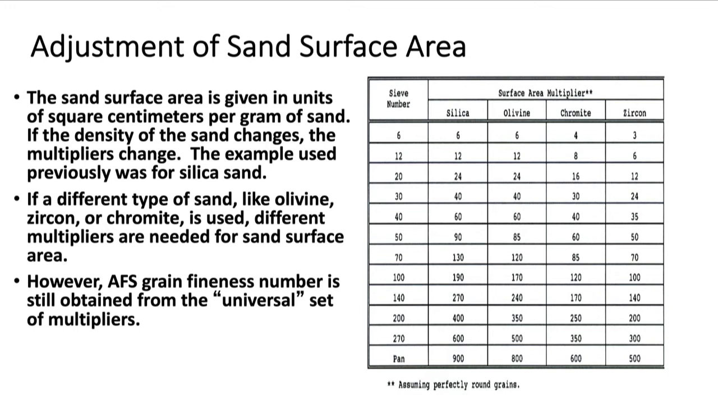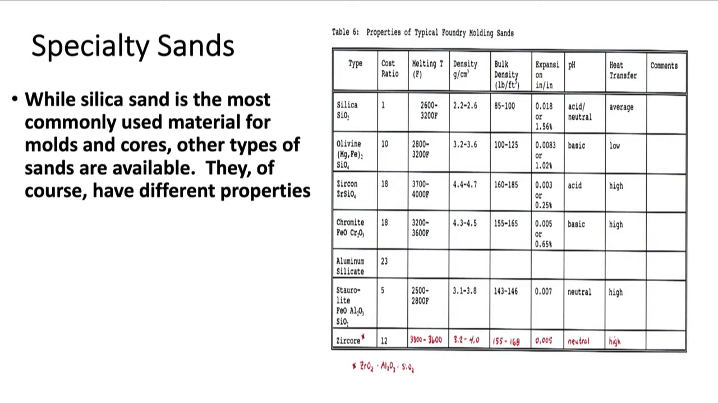Okay, so you should know those multipliers, because it's per gram, and some of these have much different densities. You see the multipliers are going to be very different, especially zircon is 24, whereas silica is 40, because zircon is almost twice the density of silica. So just make sure you use the right multipliers when you're figuring out surface area.